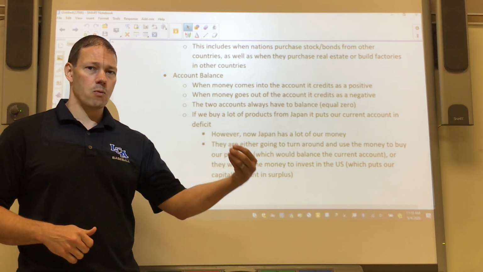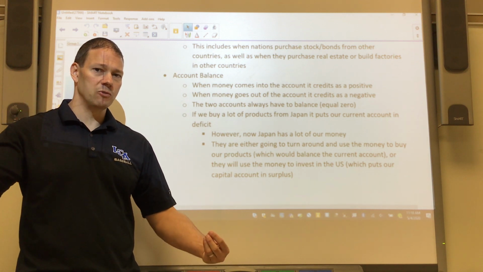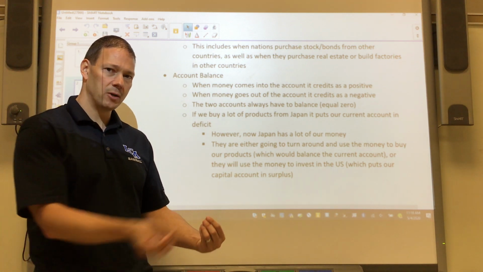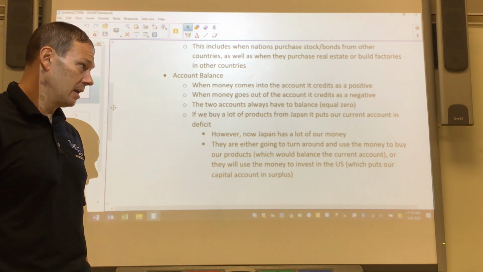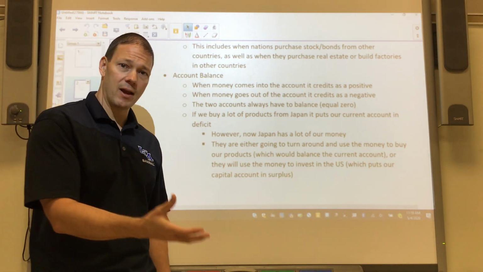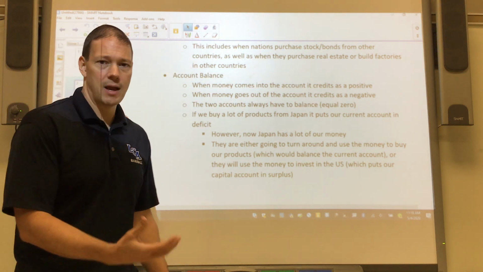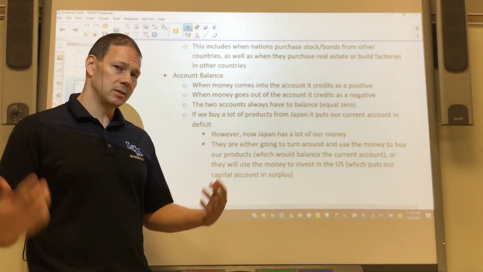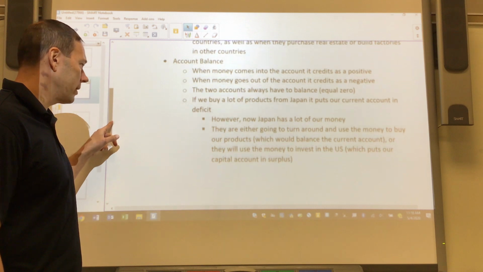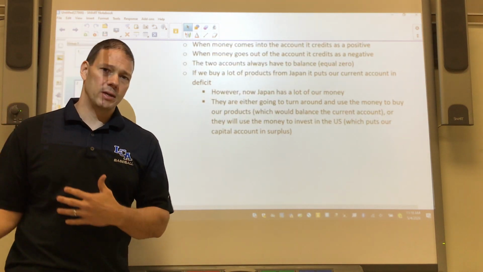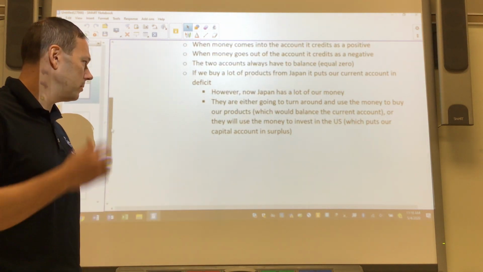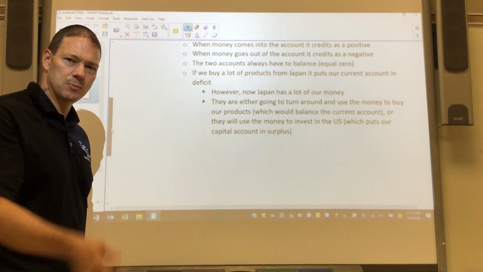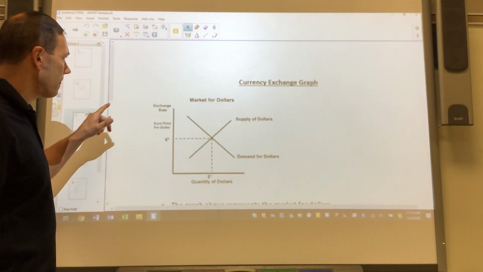So the current account was in deficit because we bought a lot of goods from Japan. Then Japan turns around and invests in us, like when they build a car factory here in America, that goes down as a positive in our capital account, and it balances out the current account. So if one account is positive, the other account is negative in the same amount. The two accounts put together always have to balance. That's pretty simple stuff. You could get that.